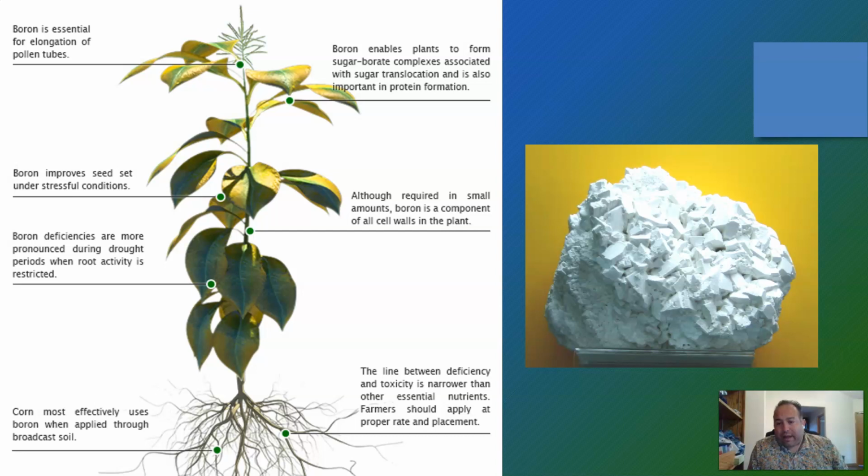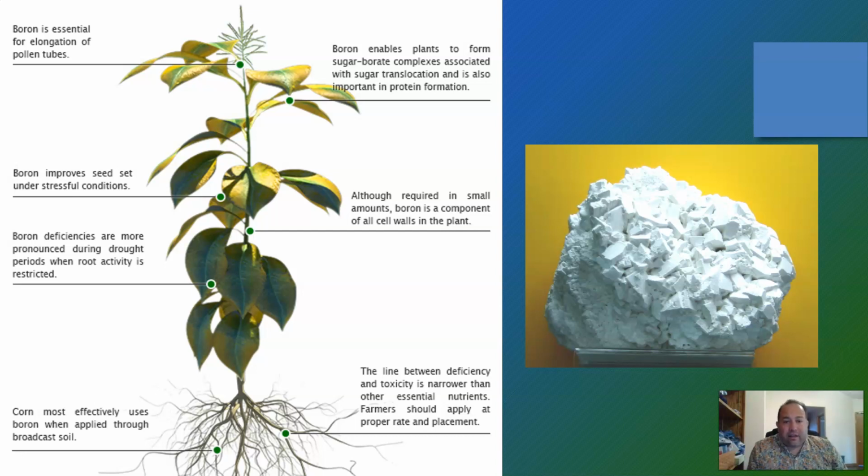So on the right there, that's what some mined boron would look like. And on the left here, boron is important to plants. It's necessary. This here is a corn plant, and it talks about boron deficiencies. They're more pronounced during drought, if root activity is restricted. Boron can improve your seed set under stressful conditions.